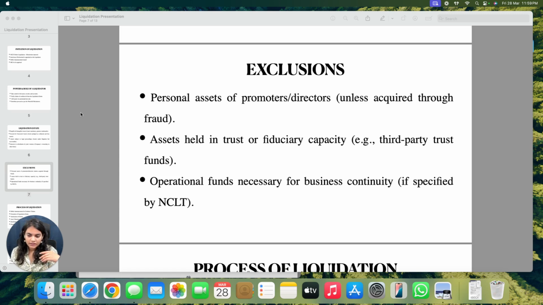Or any assets that are subject to set-offs by either a financial sector institution and such other similar contracts, which are basically any assets that cannot possibly be in the name of the corporate debtor will not be included in the liquidation estate.